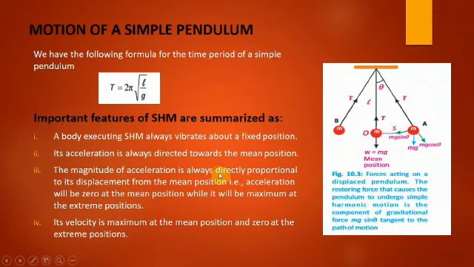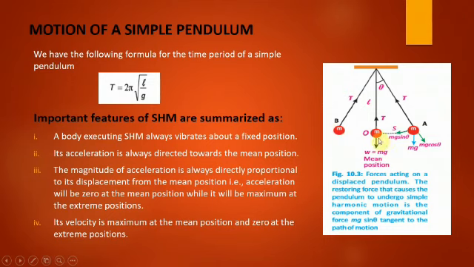Magnitude of acceleration is always directly proportional to displacement. Just like force is directly proportional to displacement, and acceleration will also be directly proportional to displacement. Acceleration will be zero at mean position and maximum at extreme position. Students, this is called its mean position, and these two A and B are called extreme positions.